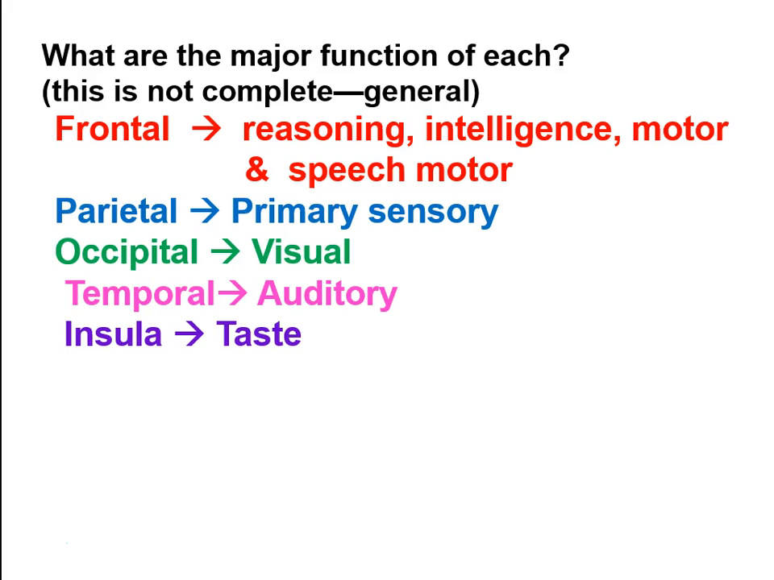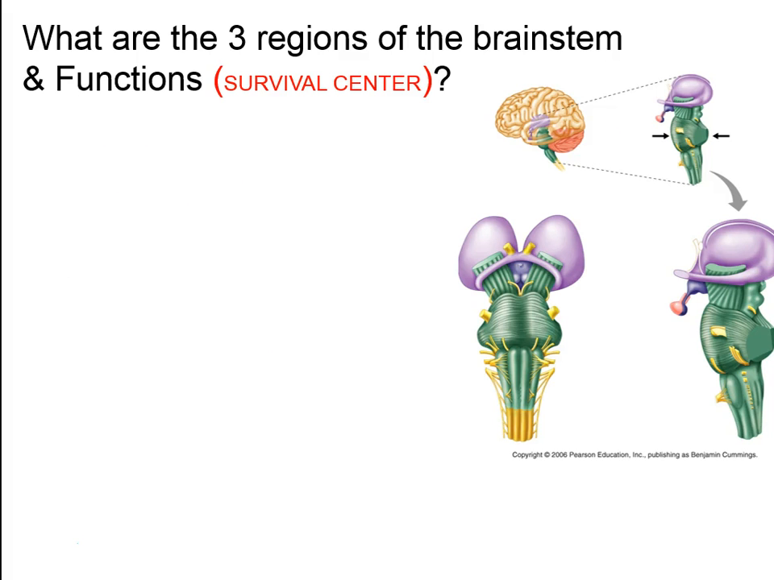Parietal lobes are primary sensory. Occipital is for visual. Temporal is for auditory, and the insula is for taste. What are the 3 regions of the brainstem? It's going to be the medulla oblongata, the pons varolii, and the midbrain. And this whole brainstem is the survival center.